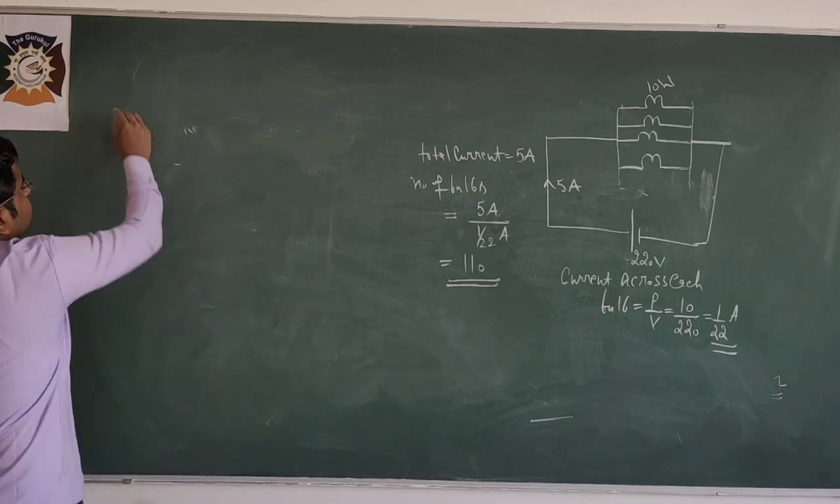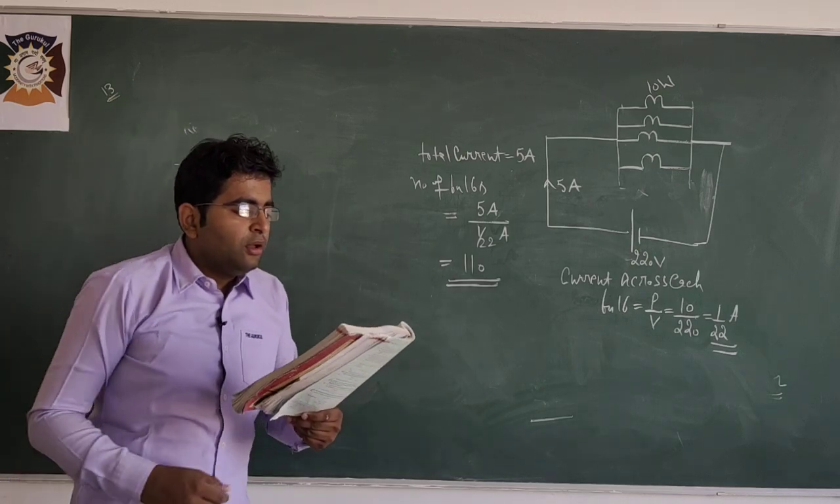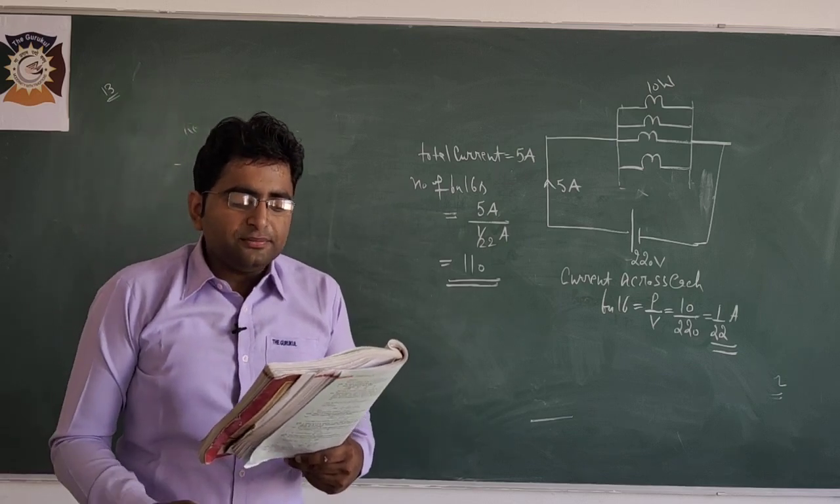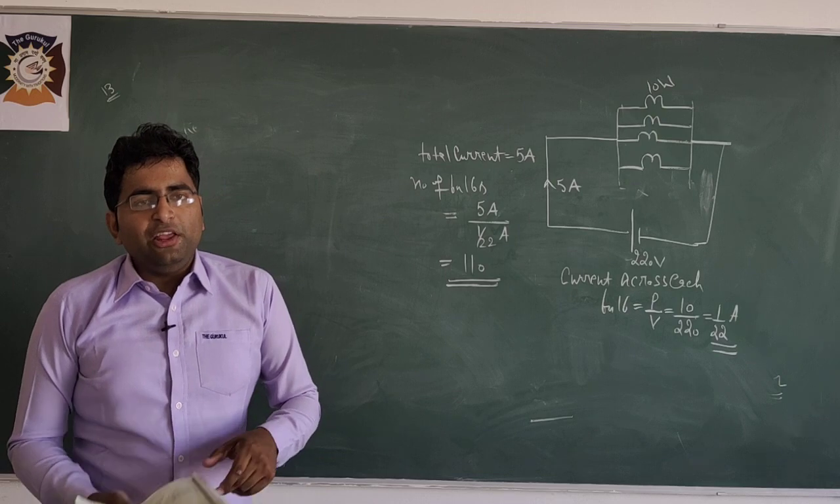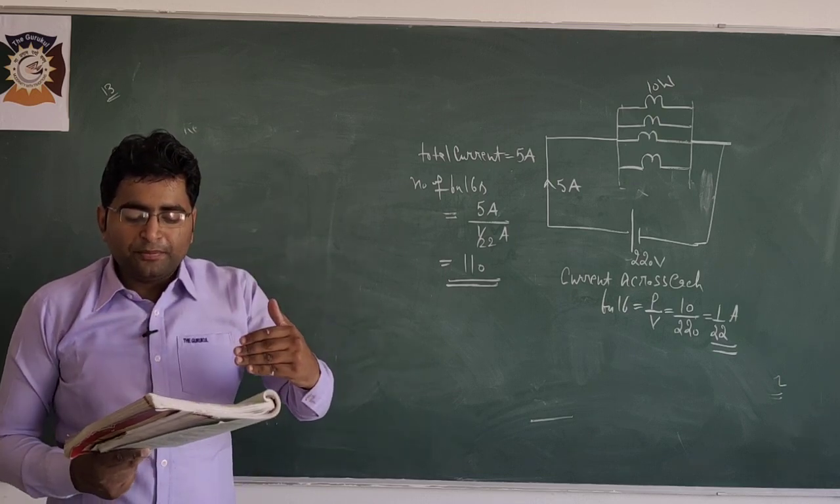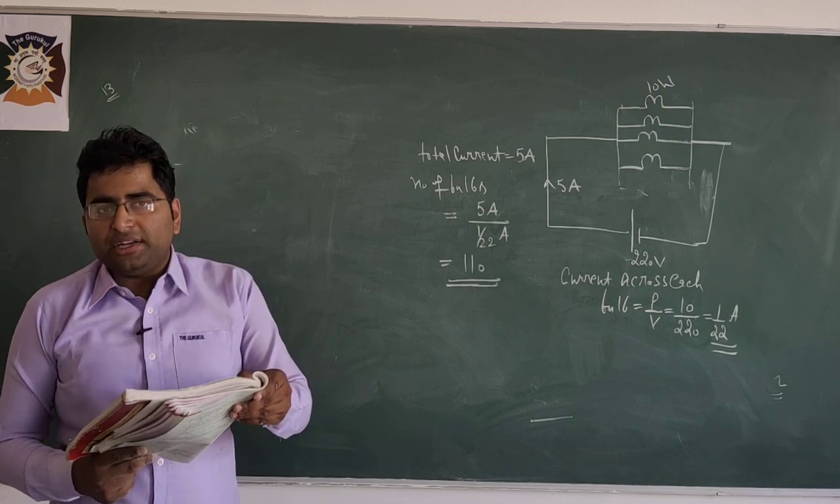Okay students, now the next question you have to try by yourself. It is a simple one. Two resistors are given. Firstly you have to connect them in series, then in parallel. Clear? You have to calculate the current in each case.